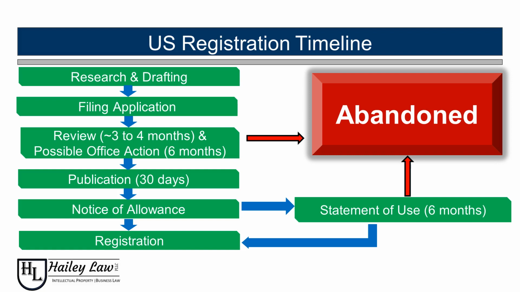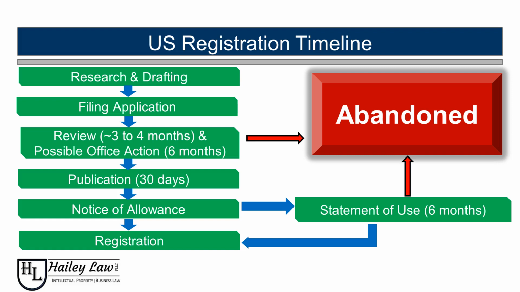Publication, there's a 30-day window where the public can oppose the trademark application. If there's no opposition to the trademark application after the 30 day window, the trademark goes to notice of allowance. Depending on the type of application that you file, if it was a 1A application, which is use in commerce, after notice of allowance, you move on to registration.